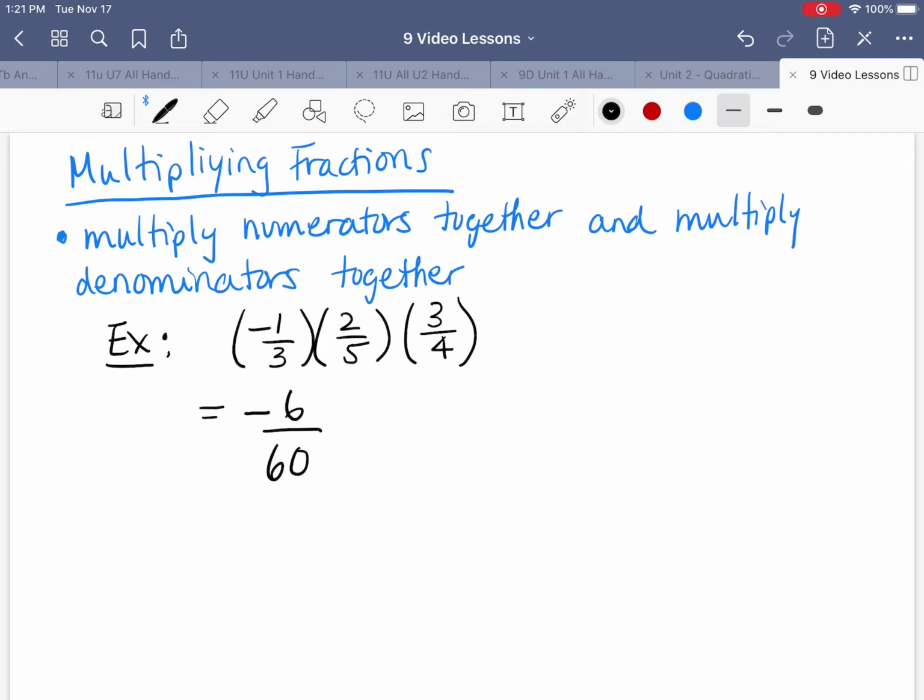So here's our answer, but it is not in reduced form. We need to make sure that we always simplify our fractions for our final answer. And here we can simplify this fraction by dividing both the numerator and the denominator by 6, because both 6 and 60 are divisible by 6. If we divide negative 6 by 6, we get negative 1. And if we divide 60 by 6, we get 10. So our final answer is negative 1/10.